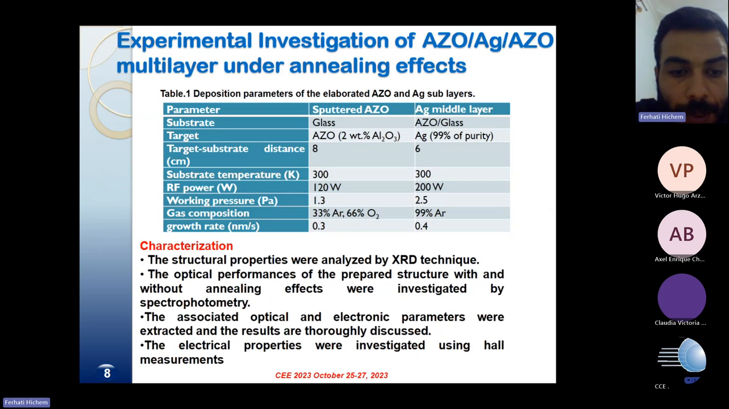For the characterization, the structure properties were analyzed by XRD technique, while the optical performances of the prepared structure with and without annealing effects were investigated by spectrophotometry. The associated optical and electronic parameters were extracted and the results are fully discussed. The electrical properties were investigated using Hall measurements.